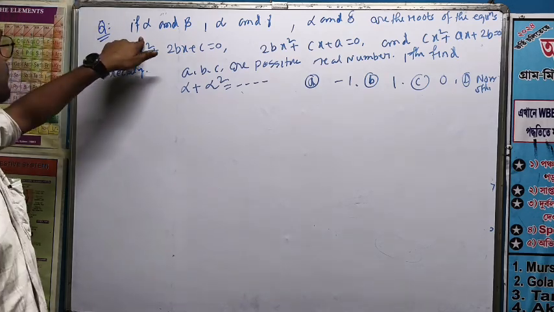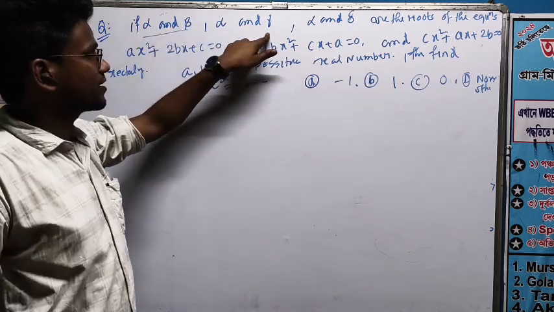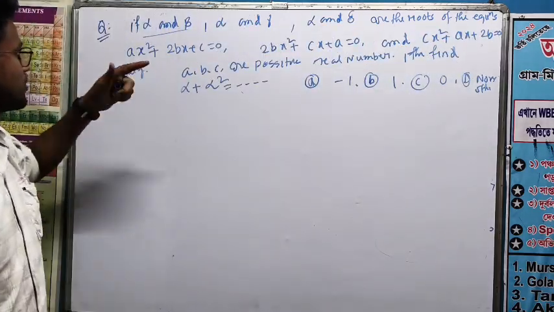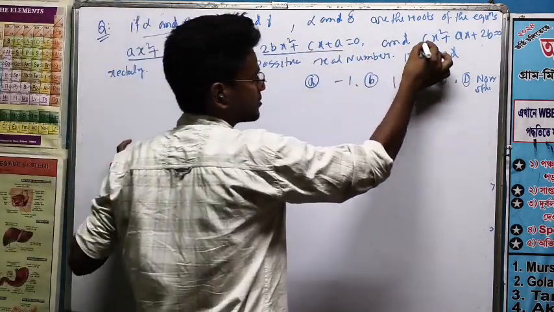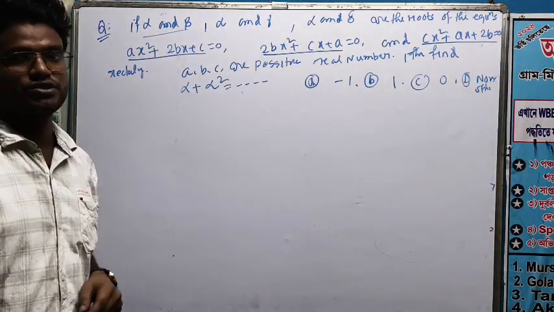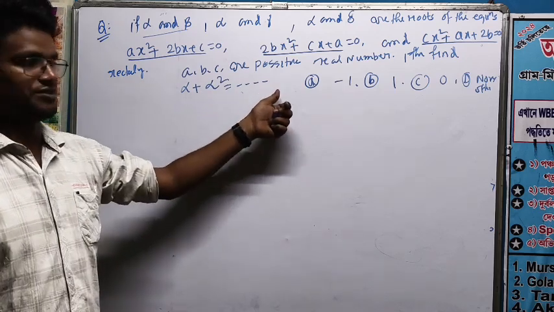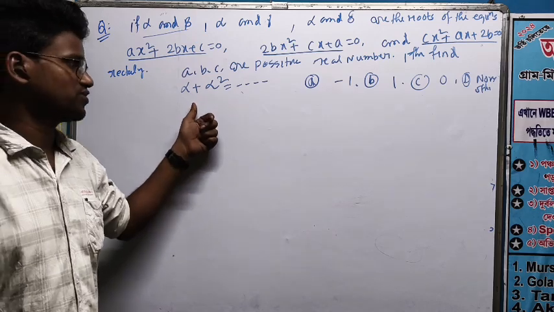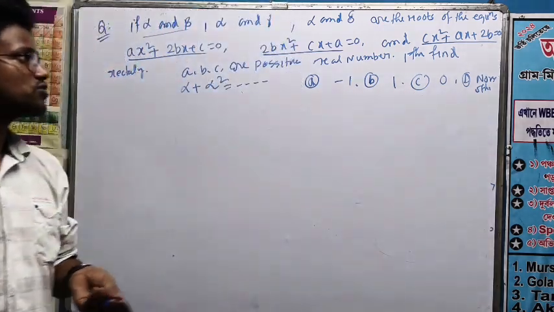The question says that alpha and beta, alpha and gamma, alpha and delta are the roots of the equations. The equations are provided here. There are three equations respectively, and a, b, c are positive real numbers. Then find the value of alpha plus alpha square. What is the value of alpha plus alpha square? The options are -1, 1, 0, none of these. So how to solve this question?